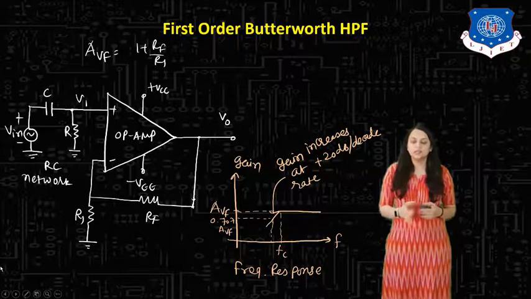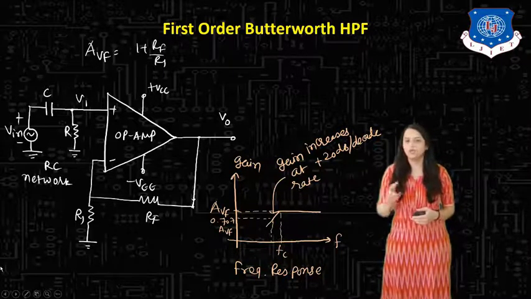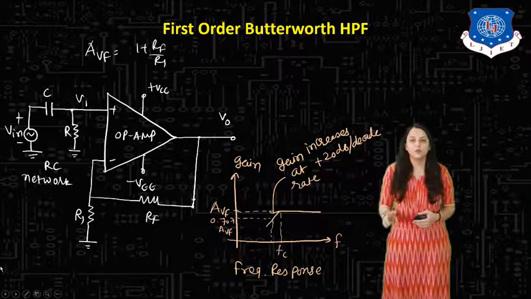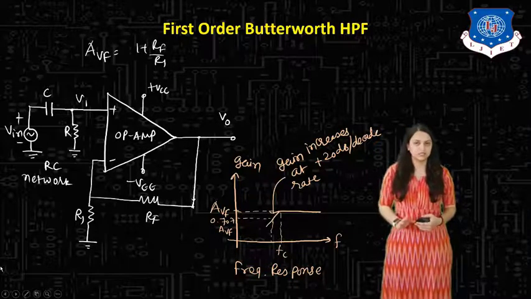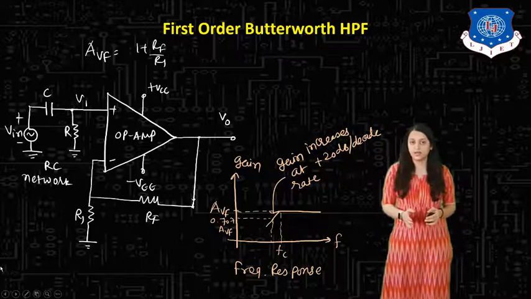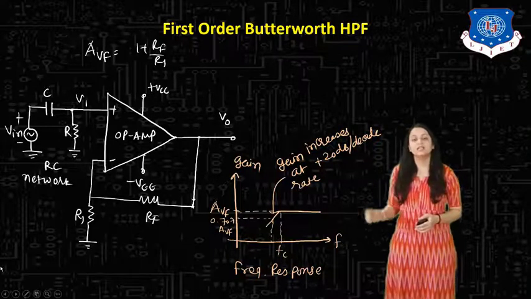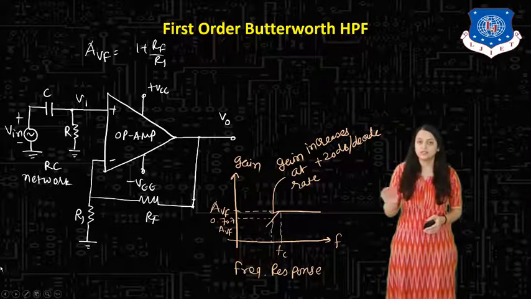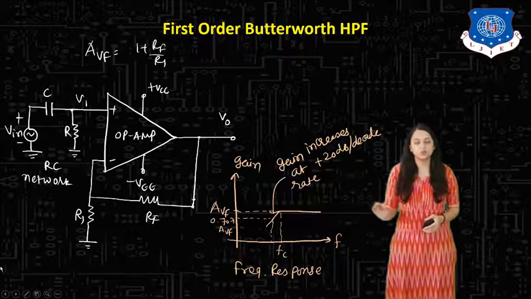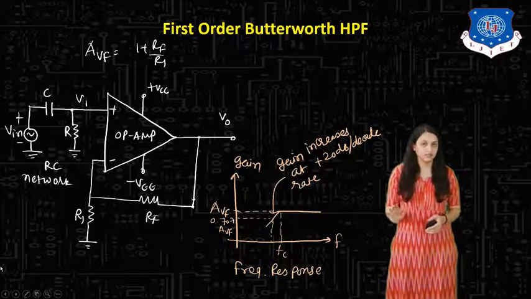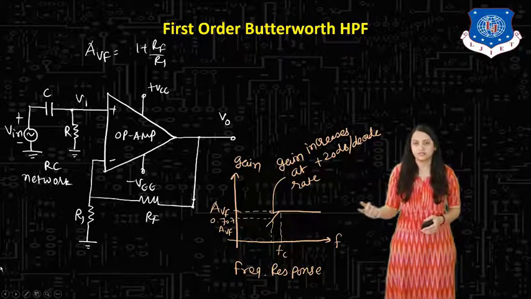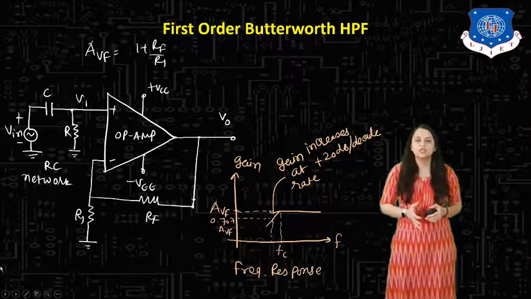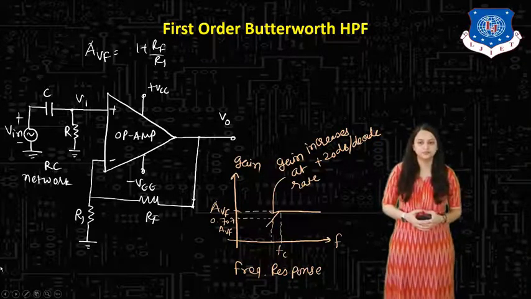So here, as it is first order, at the input side there are 2 components, 1 resistor and 1 capacitor. There is 1 pair of RC. But as this is a high pass filter, the capacitor is connected directly to the input. If you observed the low pass filter, the resistance was connected directly to the source. Here the capacitor is directly connected. Here this is the non-inverting type amplifier.